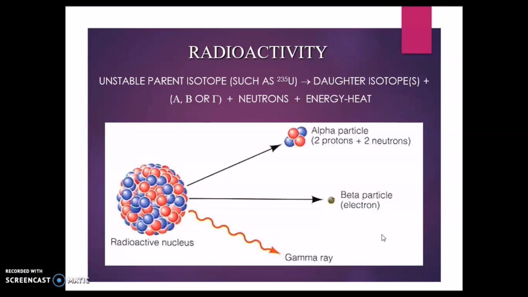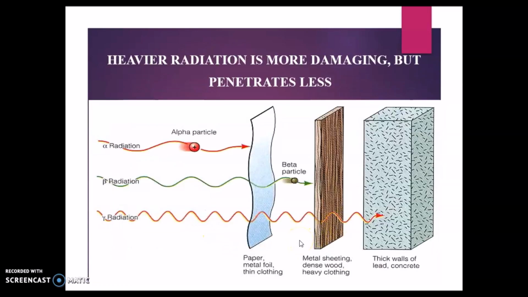How radioactive substances react or generate energy is one of the best examples. Unstable parent isotopes such as uranium-235 produce daughter isotopes plus alpha, beta, gamma, neutrons, as well as energy in the form of heat. You can see here a radioactive nucleus generating alpha, beta as well as gamma. Another point: heavy radiation is more dangerous but penetrates less.